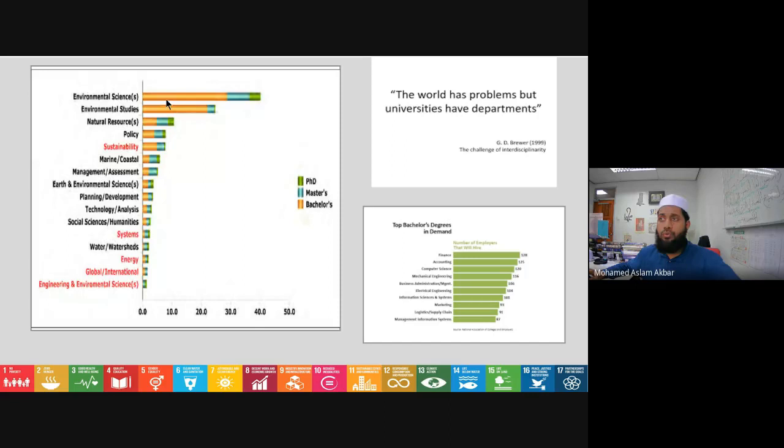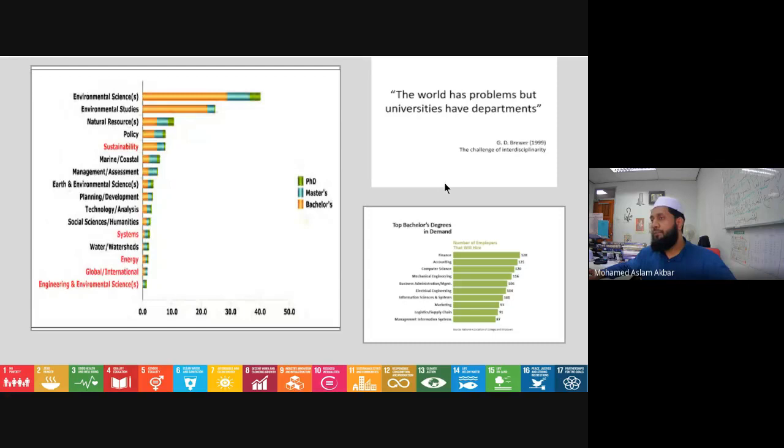So what you need to know today is that these are the categories of the studies: environmental sciences, environmental studies, natural resources, policy, sustainability, marine coastal management assessment, earth environment, planning development, technology, social science, water, energy, engineering. All these things go together.